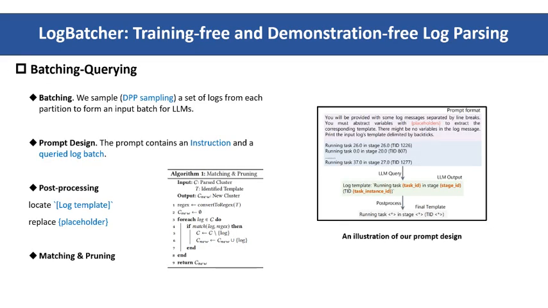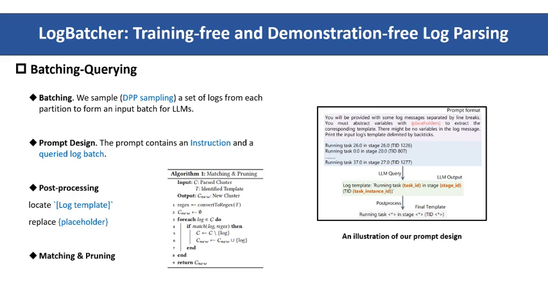Logs that belong to the same template might not only share frequently occurring tokens, but also exhibit rich variability in their dynamic parts. We propose a batching querying approach to provide large language models with commonalities and variabilities within input logs for demonstration-free log parsing. Firstly, we sample a set of logs from each partition to form an input batch for large language models.